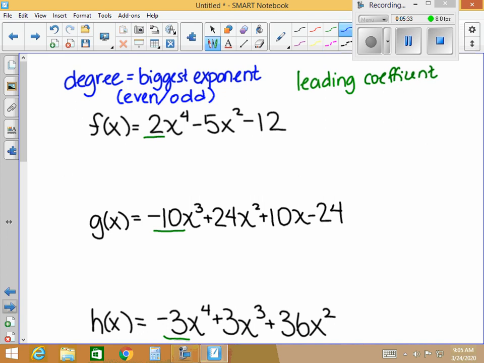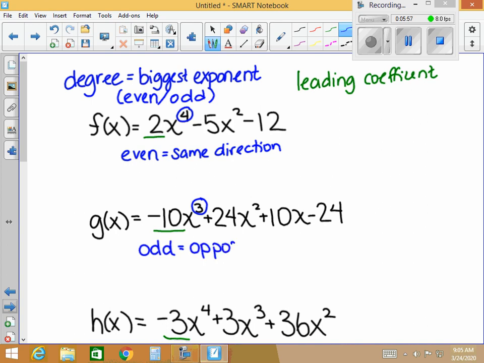So for f of x here that we have, 4 is an even number. Okay. Even means we're going in the same direction. On g of x, our degree is 3. 3 is an odd number. Odd means we're going in opposite directions. So the two O's stick together. Odd means opposite. Even means same direction.